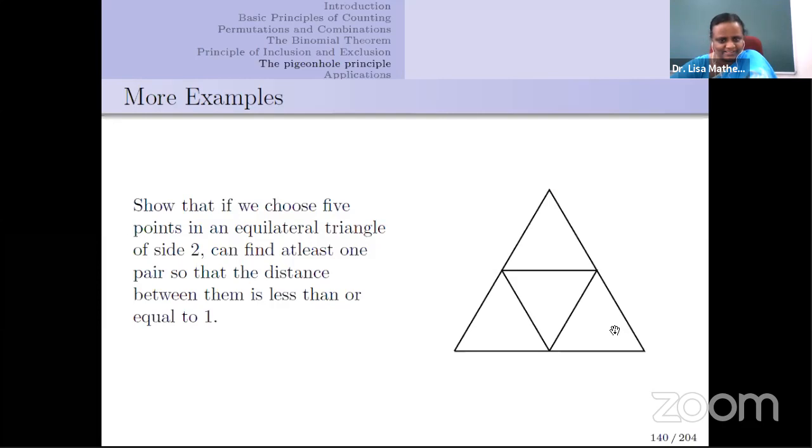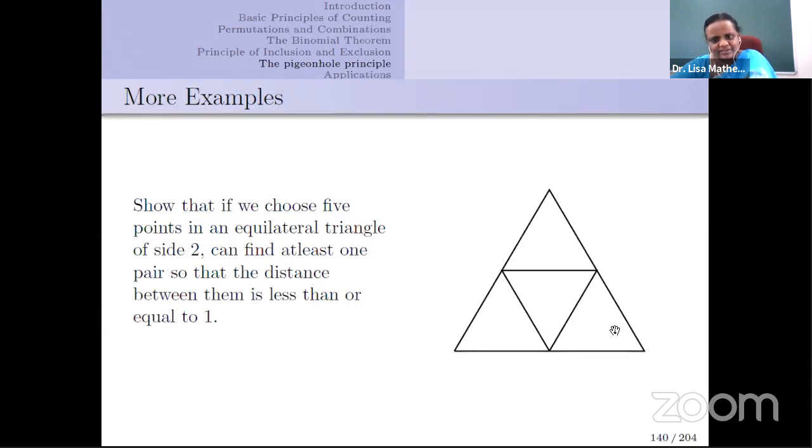Now, the answer is this. I divide this triangle into 4 portions by joining the midpoints of the sides. And now, if I take 5 points, it's very clear that at least 2 of the points should lie within the same region. And one result we know is that for any 2 points in an equilateral triangle, the maximum distance is the length of the sides, and the length of the sides of the small triangle is 1.